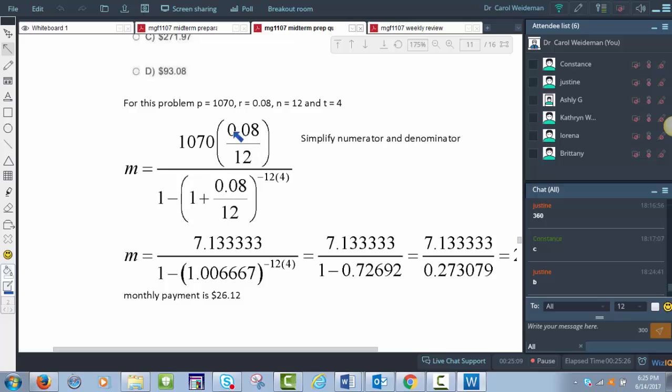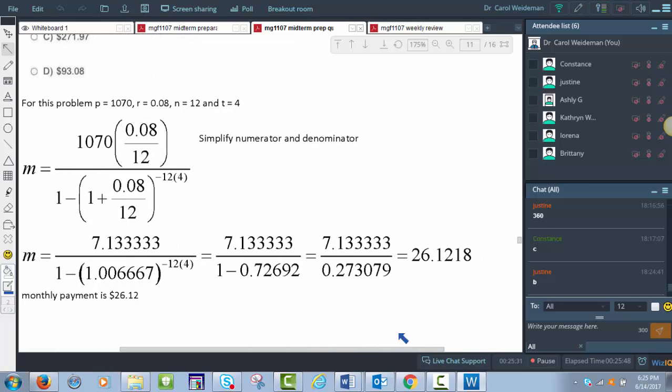So I probably would simplify the numerator first. It usually comes out to be a number that's not too awful to write down. And then I went to the denominator, 0.08 divided by 12, plus 1. And then I'm going to raise it to the negative 48th power. My tip to you here is this number has to be less than 1. Then I'm going to subtract it from 1. And then finally I'm going to divide the numerator by the denominator.